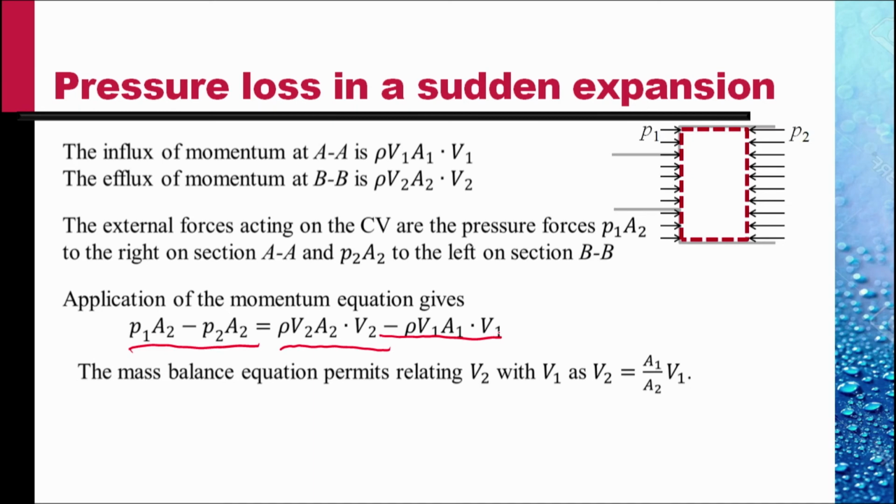The mass balance equation permits relating V2 with V1 as V2 is equal to A1 V1 divided by A2. And we use this in the above equation. We get (P2 minus P1) divided by rho V1 squared is equal to A1 divided by A2 into (1 minus A1 divided by A2).